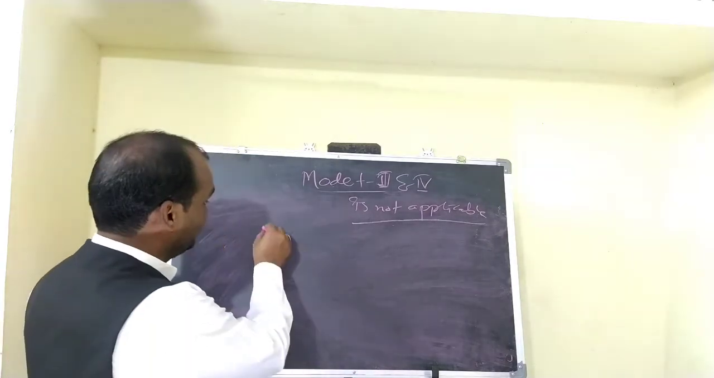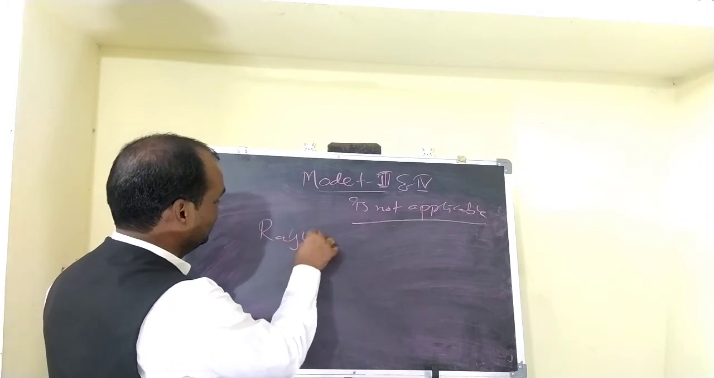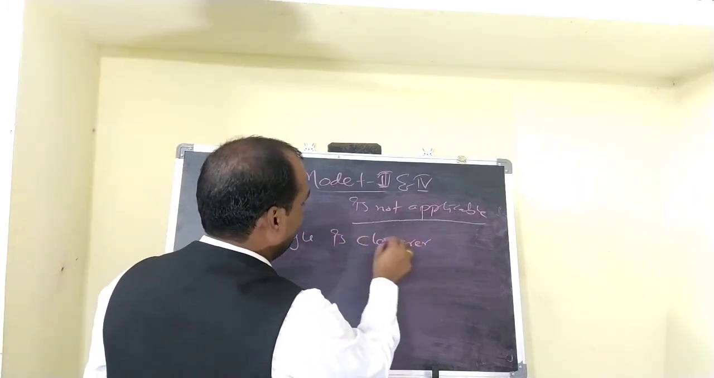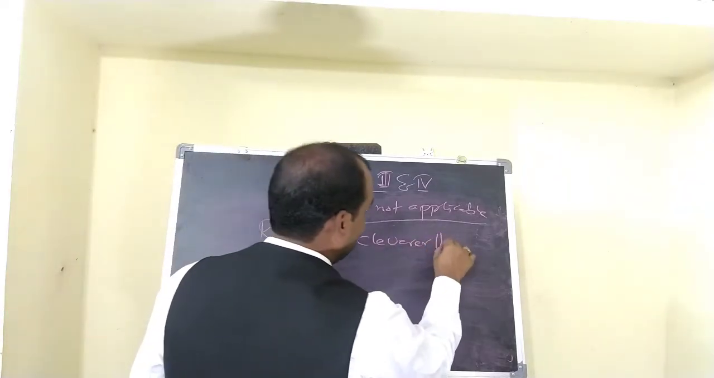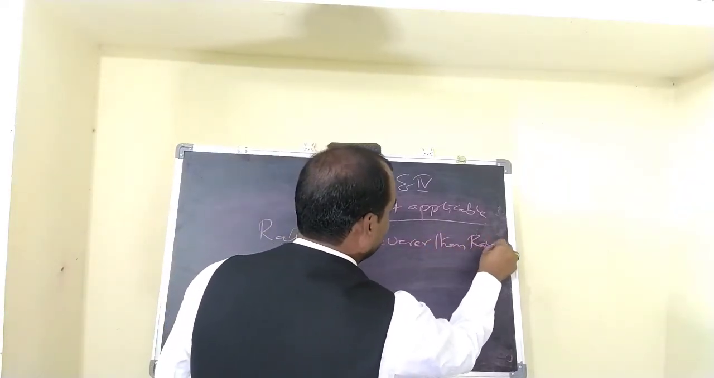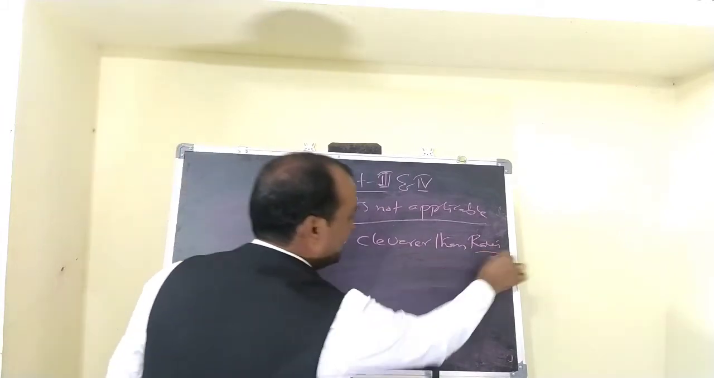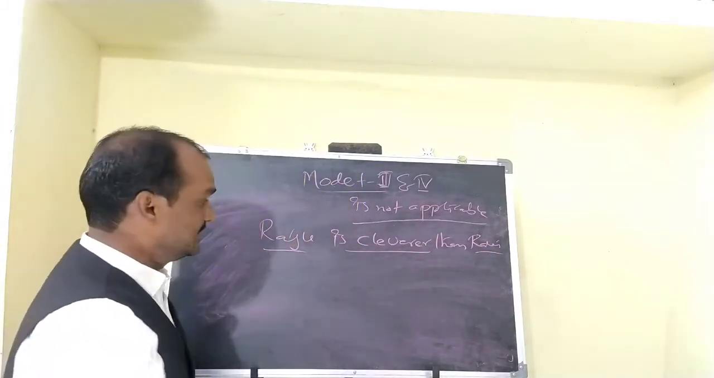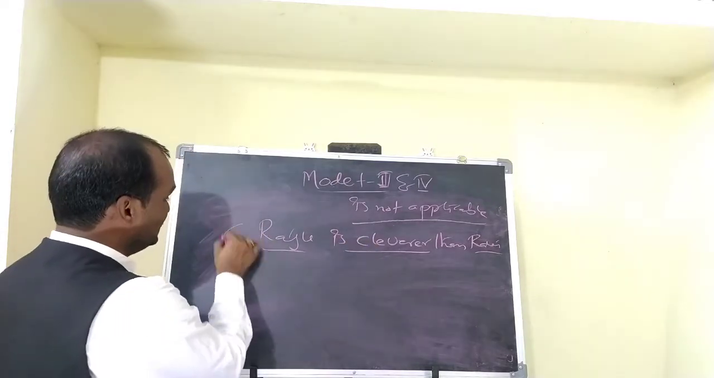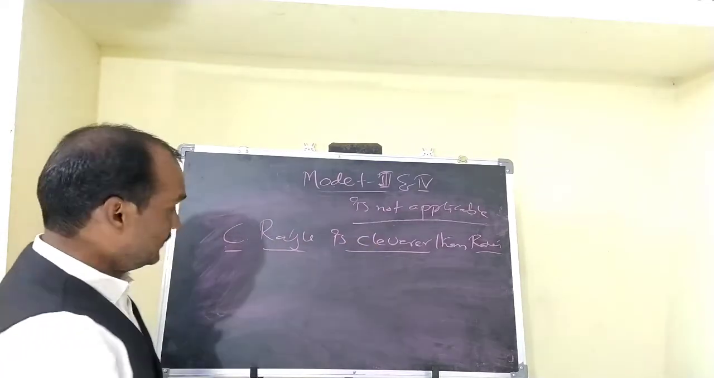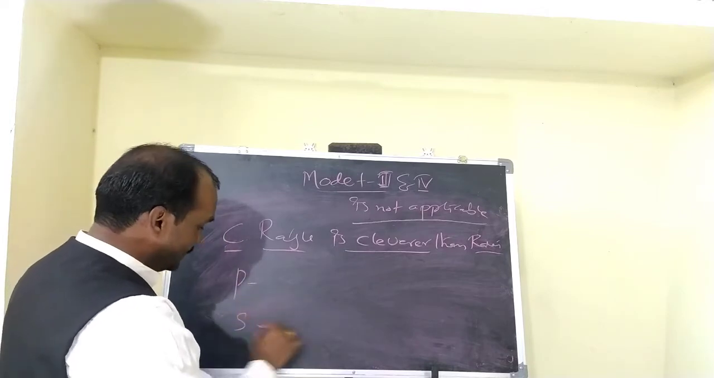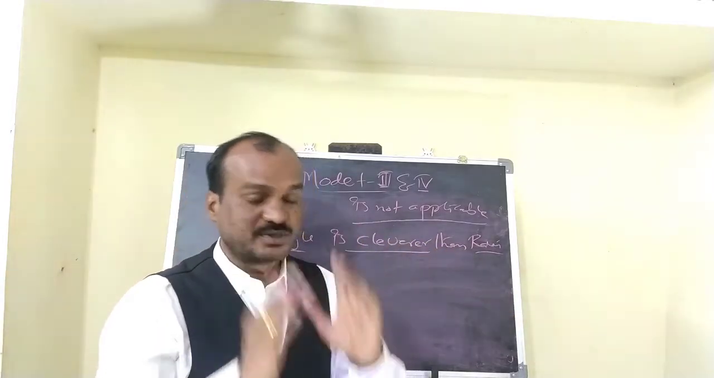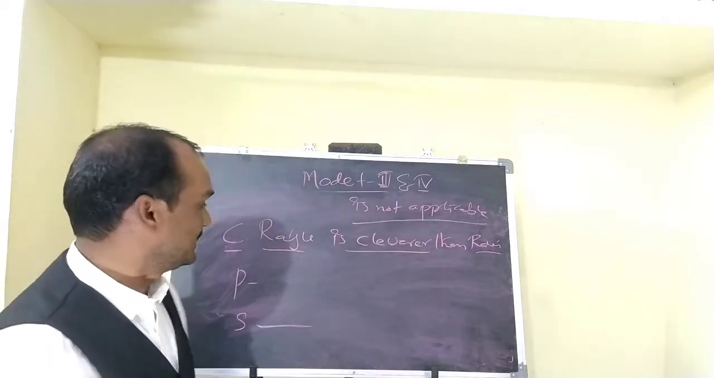Like here you see, Raju is cleverer than Ravi. On seeing this form of the adjective, we can ensure that the given sentence is in the comparative degree, right? So we can change it into the positive. So there is no superlative degree here. Why? Raju and Ravi, only two persons are there. The superlative degree is not applicable, right?